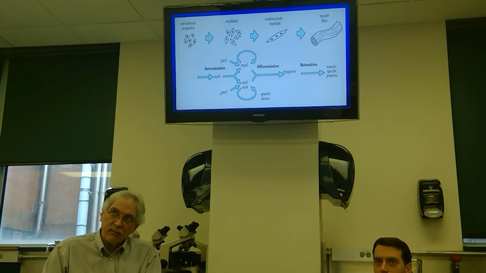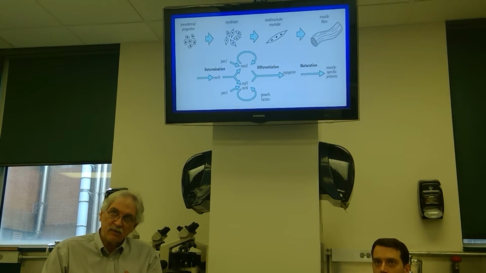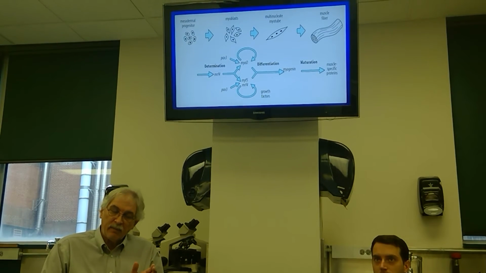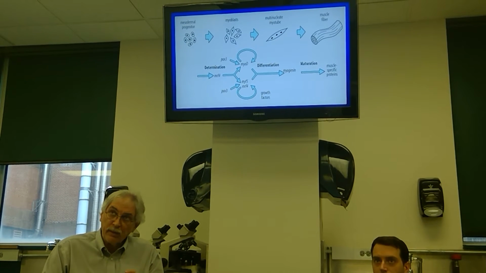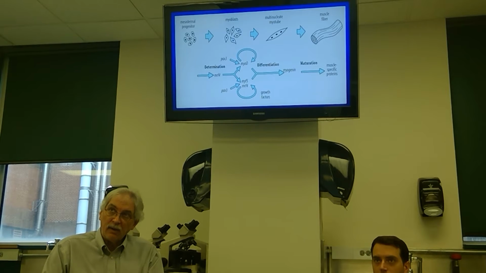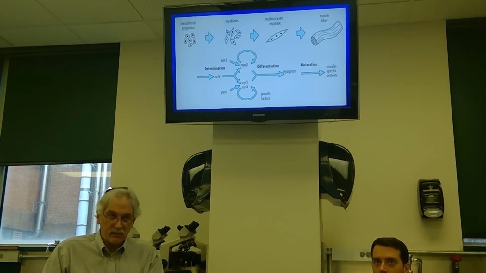So that's how you get a multinucleated fiber. These start out as individual cells and become myoblasts. The myoblasts fuse to form a myotube, and then that myotube elongates and differentiates into a mature skeletal muscle fiber. You guys talked about this in embryology, I assume?